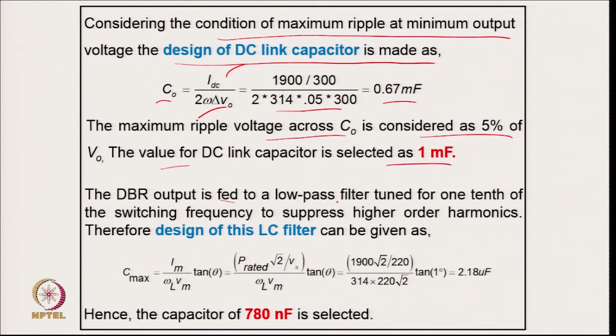The diode bridge rectifier is fed to a low pass filter, which is tuned to 1/10 of the switching frequency, and the capacitor for this LC filter is calculated from this relation: Im upon Vm into omega L into tan theta, taking theta around 1 degree and putting in the values of input and output voltage and typical values. So, we get 2.18 microfarad. We select much lower than that because this is the maximum value. So, typically we select this capacitor as 780 nanofarad.